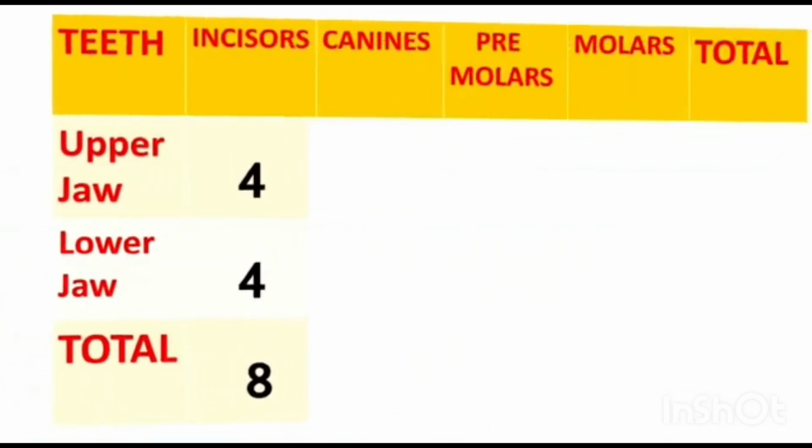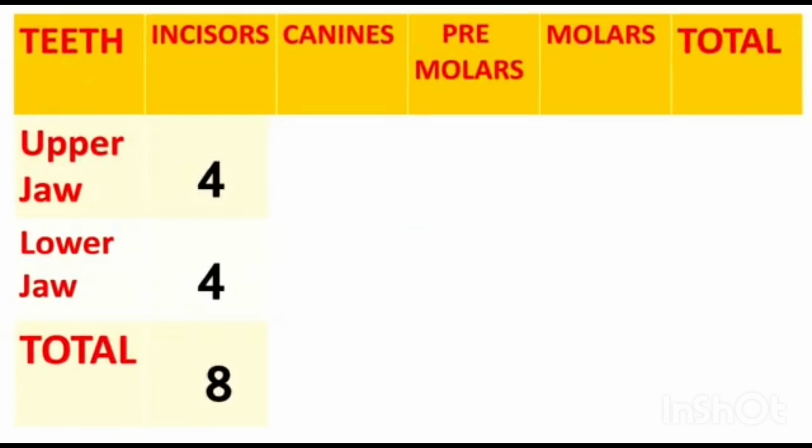Now we will recall how many different types of teeth there are in our mouth. Teeth are of 4 types: incisor, canine, premolar and molars. In the upper jaw we have 4 incisors, in the lower jaw we have 4, and the total is 8. Now about canines. Canines are 2 in the upper jaw and 2 in the lower jaw, and the total is 4 in number. And premolar teeth are 4 in the upper jaw and 4 in the lower jaw, and the total is 8.